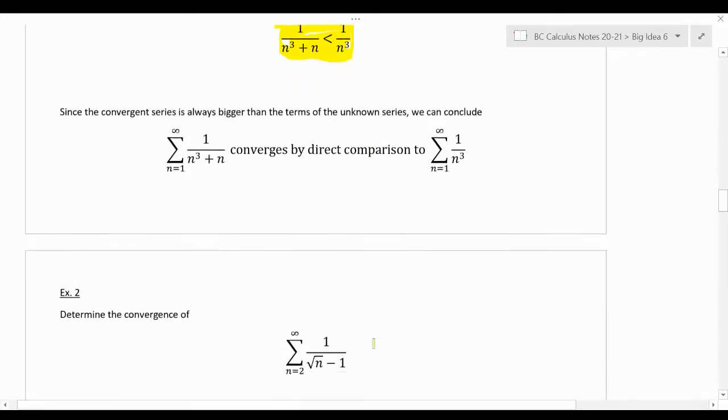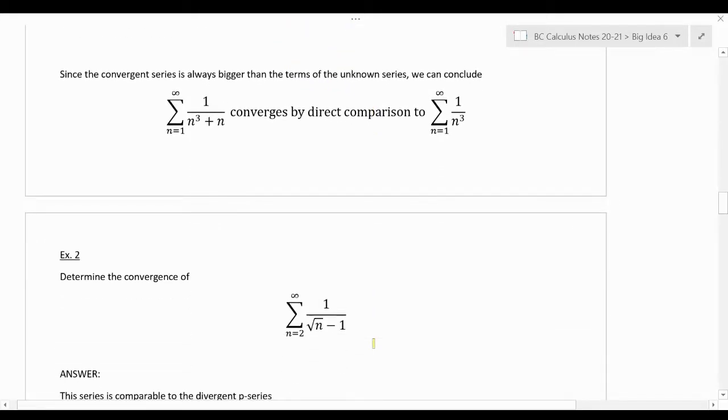Okay, so there was another one up there. It was 1 over root n minus 1. You're going to use direct comparison a lot. If it's a p series, but close, like you're adding or subtracting something in the denominator, and you can see those, then direct comparison is pretty simple. But like I said, it doesn't always work. So limit comparison, stay tuned.